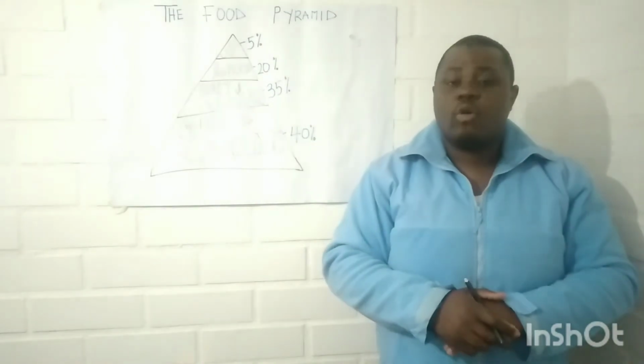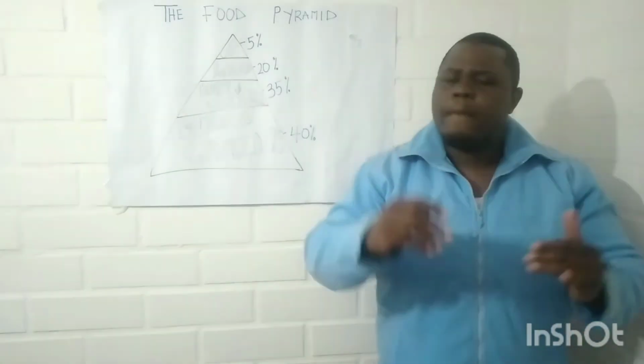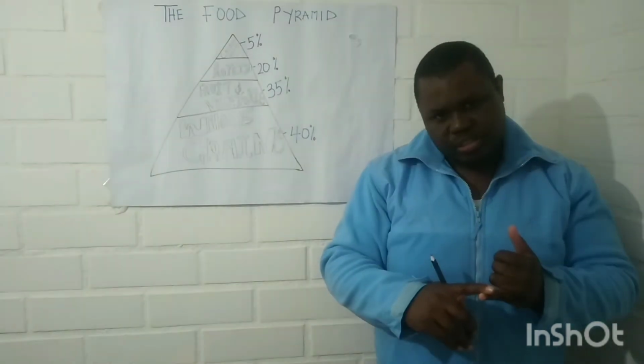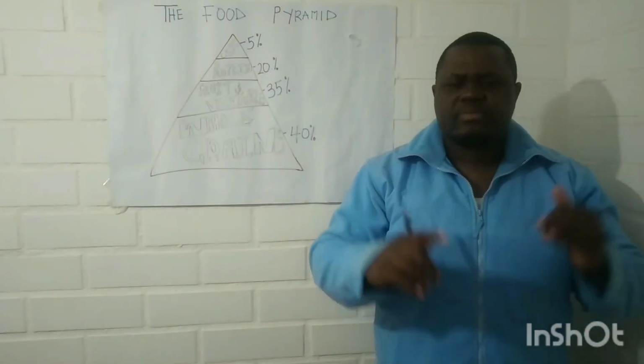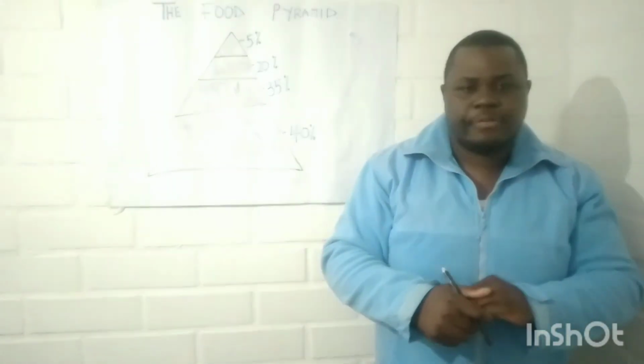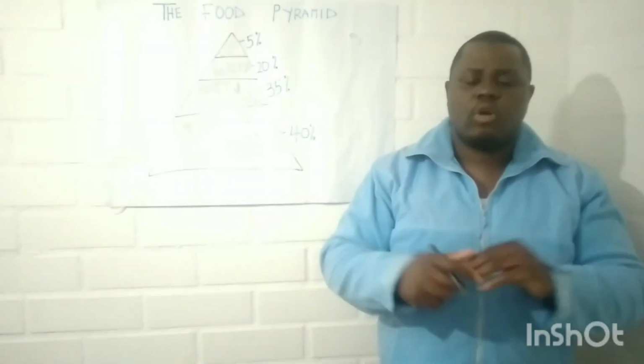Why? Whole grains do a lot of functions, which include mopping out excess cholesterol and also mopping out excess glucose. Now, what are examples of food you can get from whole grains? You can get your oats, your millet, and wheat. Also, there are other foods that belong to the group of whole grains, which I'll be dropping in the description also.